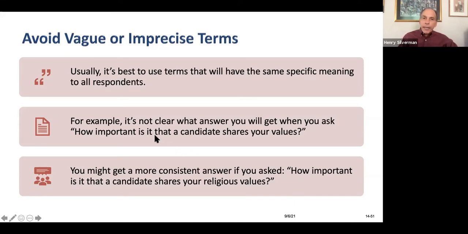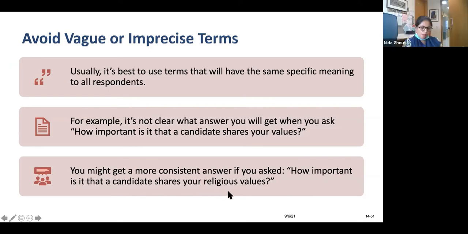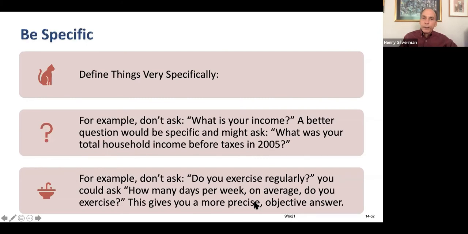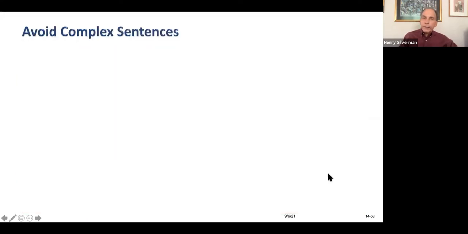For example, how important is that a candidate share your values? Values is vague. You may want to ask, how important is that a candidate share your religious values? Be specific. For example, don't ask, what is your income? A better question would be specific and might ask, what was your total household income before taxes in 2005?